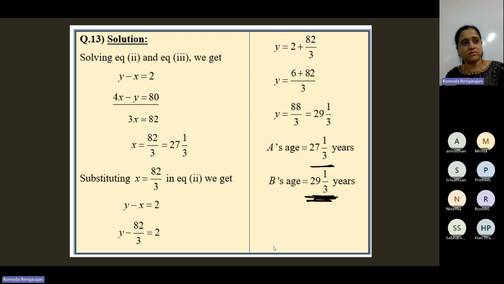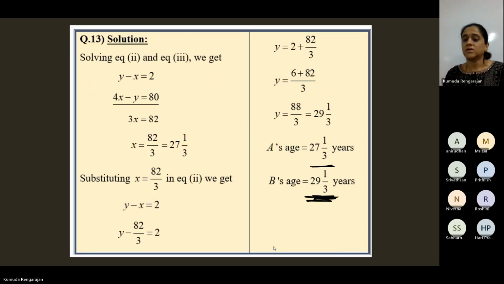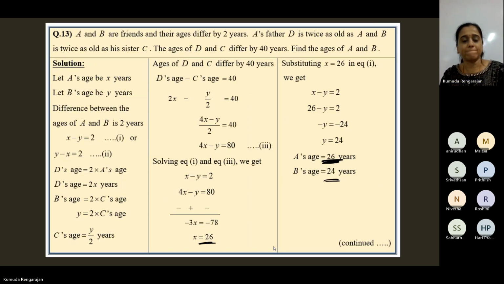So we've answered both. If B is elder, then this one. If A is elder, this one. Both are acceptable. It's not that you should reject one of the answers. It can be this or this. But anywhere, if you get a negative answer, you should ignore that. Age cannot be negative. But here, both the sets of answers are acceptable. Okay, so all that I explained is on the slide. See, everything is written for you. B's age is equal to 2 into A's age.